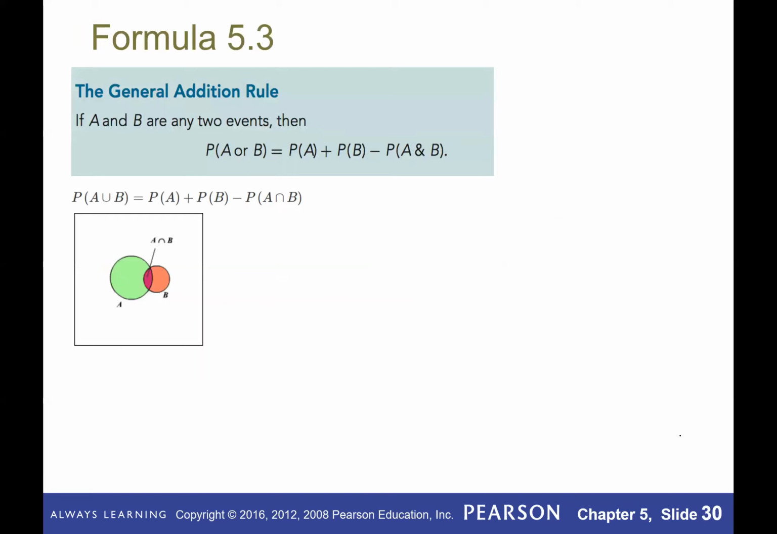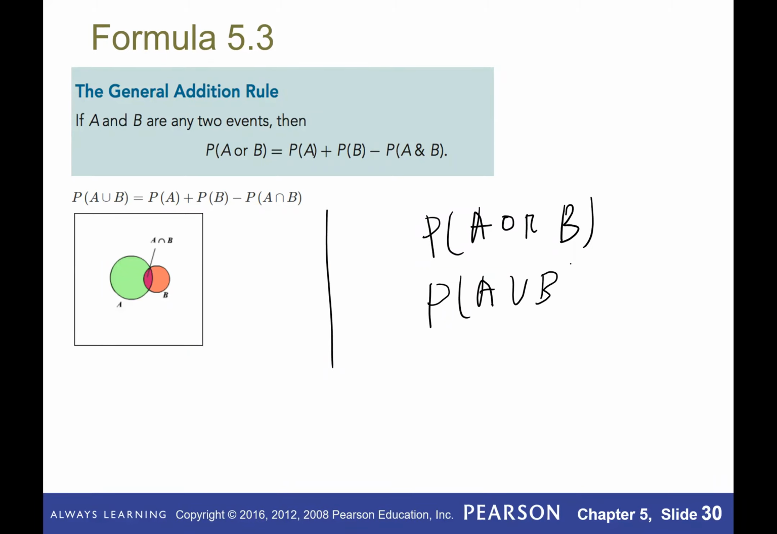Okay, the next rule is the addition rule. So what is the addition rule? Probability of A or B. This can also be denoted as A union B. They are the same. So what does A union B, or A or B, mean? It means either in A, or in B, or in both. So that means this part, the green part, the red one, and the orange one, right?